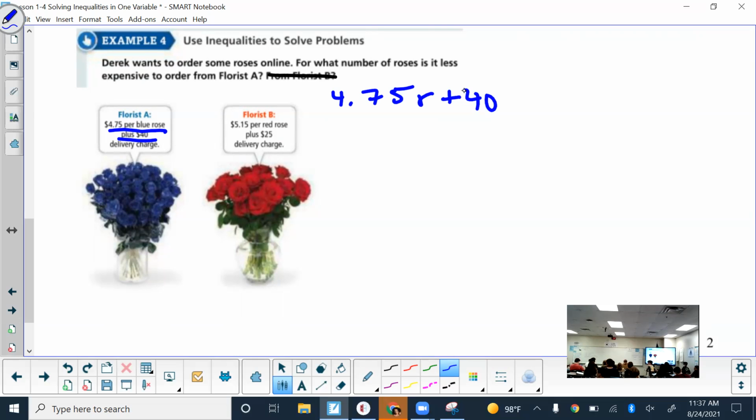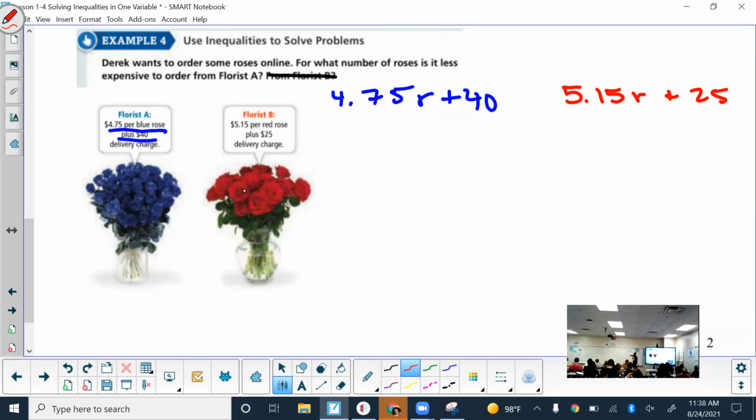All right, but then you also have to write florist B, which is really similar. So I'm going to leave some space here. We'll do the symbol last. But write down the rate for florist B. So how would I write that? I would write 5.15R, plus 25.